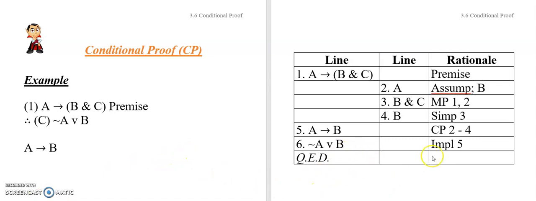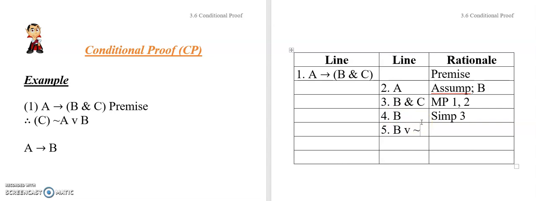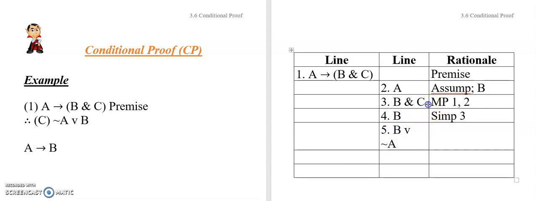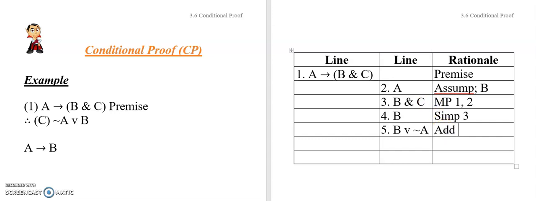Okay, something else I want to warn you about. Some students do this, right? So let's suppose we've gotten to somewhere around here. Maybe a student looks at it and says, okay, I'm trying to get not A or B. And so I've got B here, but now I can just do B or not A. And that, of course, would be add on 4. And then they'll go, okay, I'm looking for not A or B, and so I can just get that by doing not A or B. Okay, and that's comm on 5.